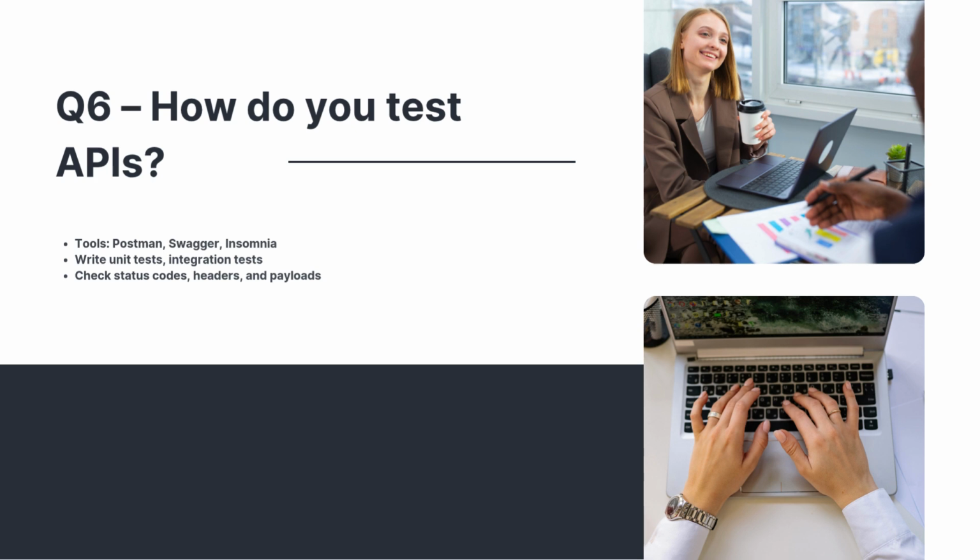Your response should mention tools like Postman, Swagger UI, or Insomnia for manual testing. For automated testing, mention writing unit tests using testing libraries in your tech stack. Also, validate status codes, response structure, headers, and payloads. Don't forget to test for failure cases or even the edge conditions.